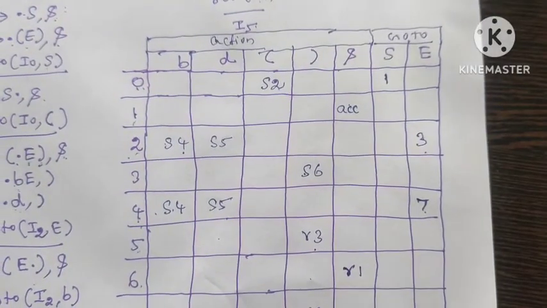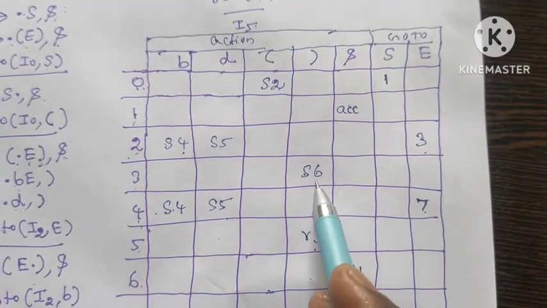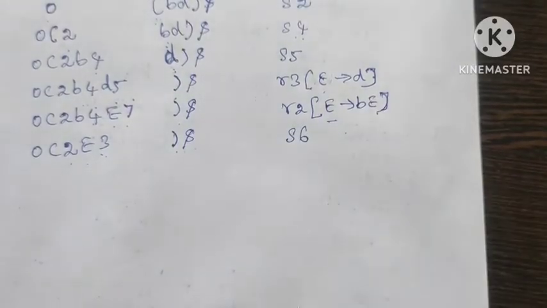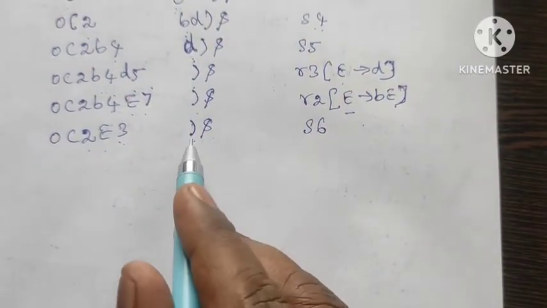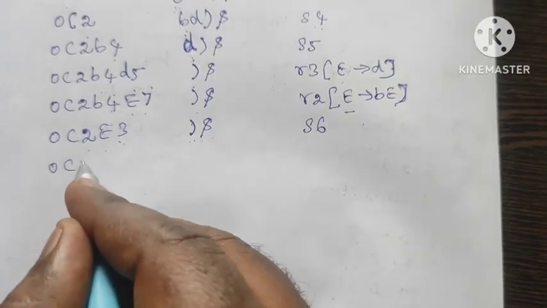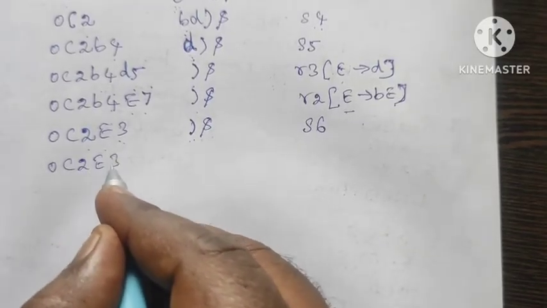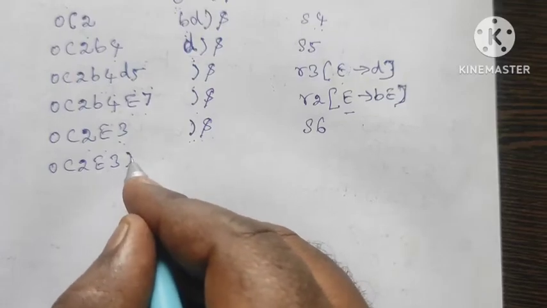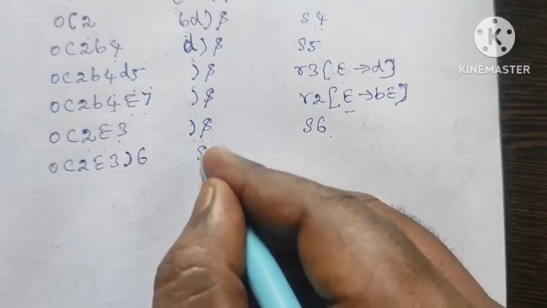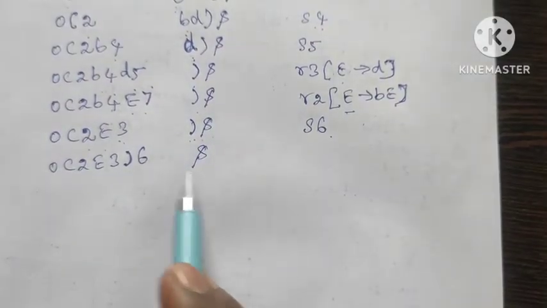See what is 3 and close brackets here. 3 and close brackets is S6. So it is a shift action. S6 means shift action. Push the input element inside the stack. So 0, C, 2, E, 3, close brackets, and push the 6 also inside the stack. What is remaining? Dollar.